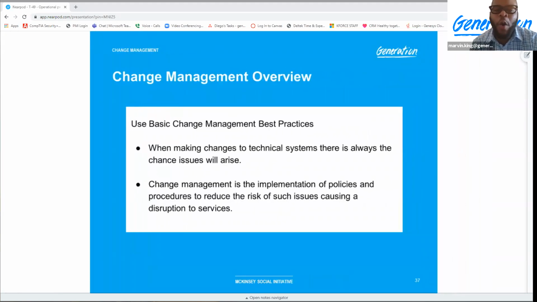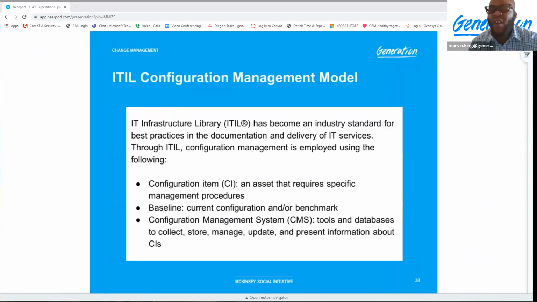Change management overview. Use basic change management best practices when making changes to technical systems. There is always a chance issues will arise. Of course, change management is the implementation of policies and procedures to reduce the risk of such issues causing a disruption to services. It's already probably in there, and it's really neat because, like I said, you have a certain set of rules that you follow. If you adhere to them, you'll stay safe.